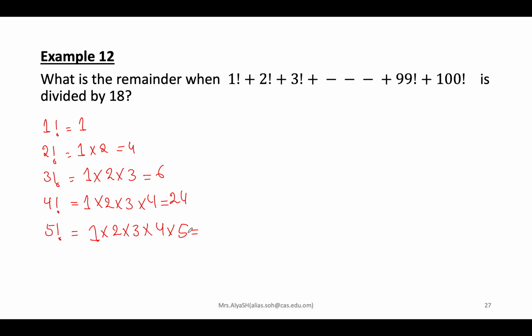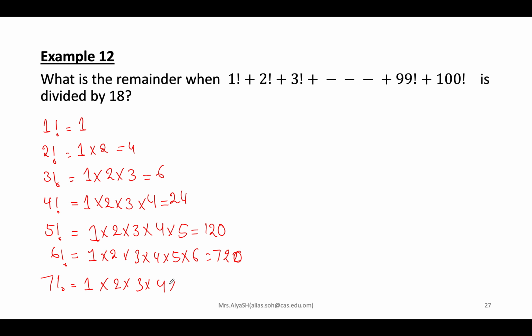Then we have 5 factorial, which equals 1 times 2 times 3 times 4 times 5, which equals 120. 6 factorial is 1 times 2 times 3 times 4 times 5 times 6, and this equals 720. 7 factorial equals 720 times 7, which is 5040.